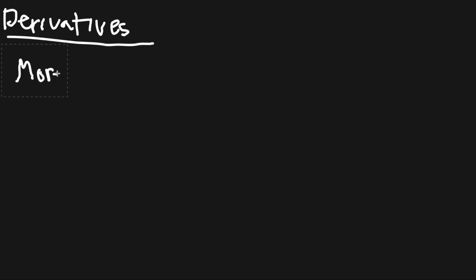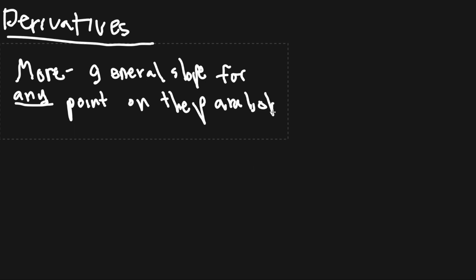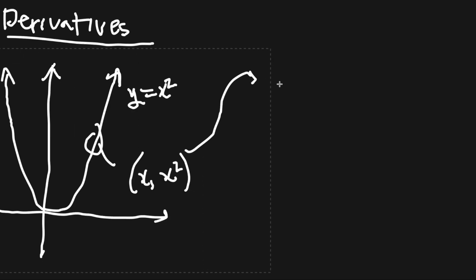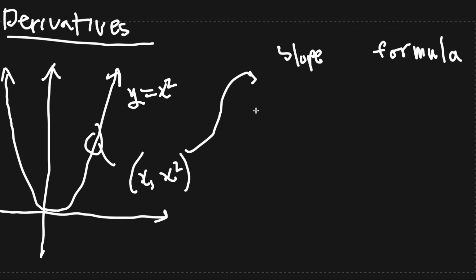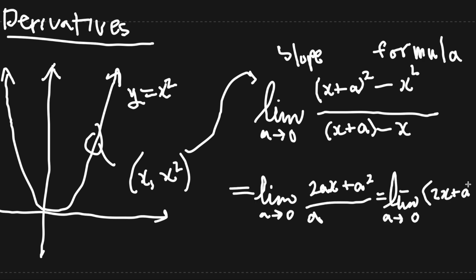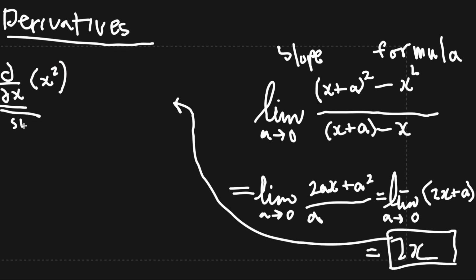Okay, so using the idea of limits, you can get the general slope, or the derivative of f(x) = x squared for any x value. We can plug in the slope formula and then put a limit on it, and then just simplify it. Note that a, when we're using the limit at this stage, can be safely ignored. We see that the derivative of x squared is 2x.